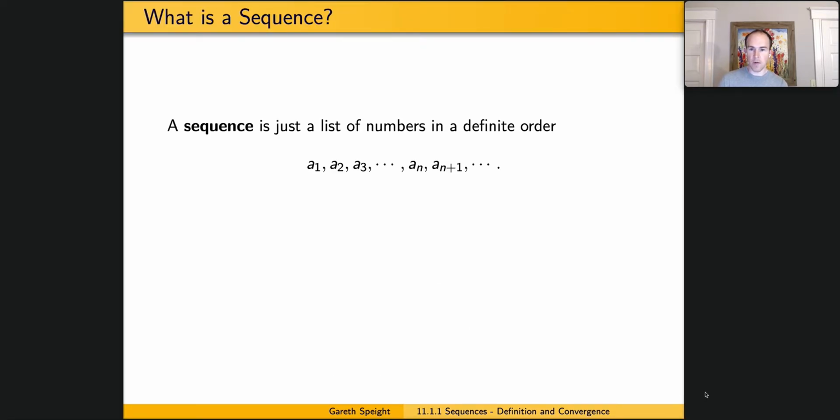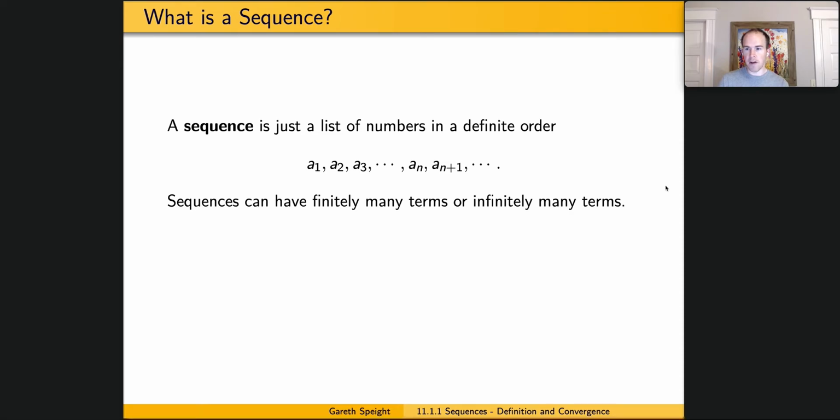So firstly, what is a sequence? A sequence is just a list of numbers in a definite order. So there are a bunch of numbers and they have an order. There is a first term, there is a second term, there is a third term, and so on. So typically we write them as a1, a2, a3, an. So first term, second term, third term, and depending on the sequence, these will be different numbers.